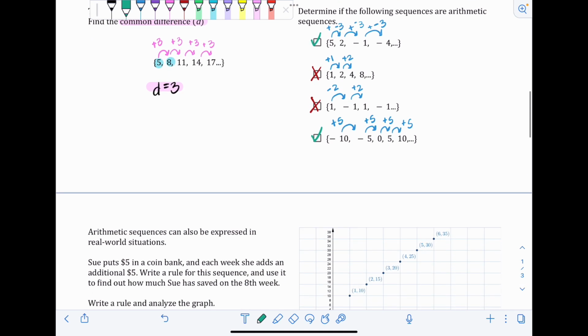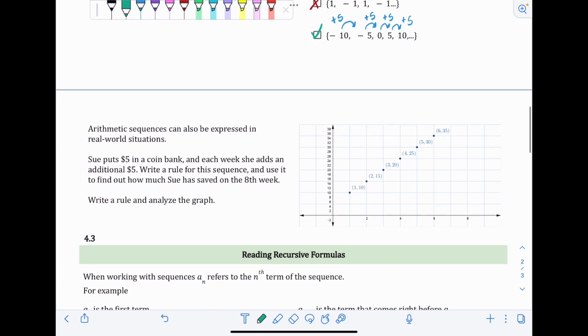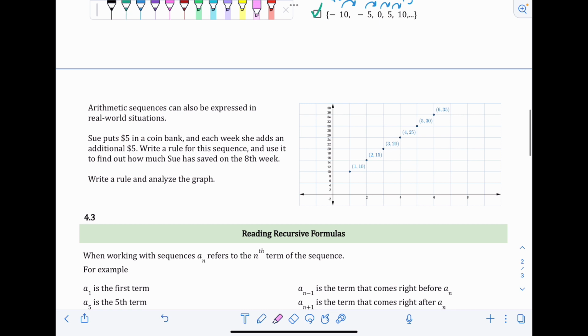Okay, moving down to the next section. This is still in 4.2, but reading off right here, arithmetic sequences can be expressed in real life situations. They end up showing up as something that's linear. So Sue puts $5 in a coin bank, and each week she adds an additional $5. Write a rule for this sequence and use it to find out how much Sue saved on the 8th week. So we'll write a rule and we'll analyze the graph.